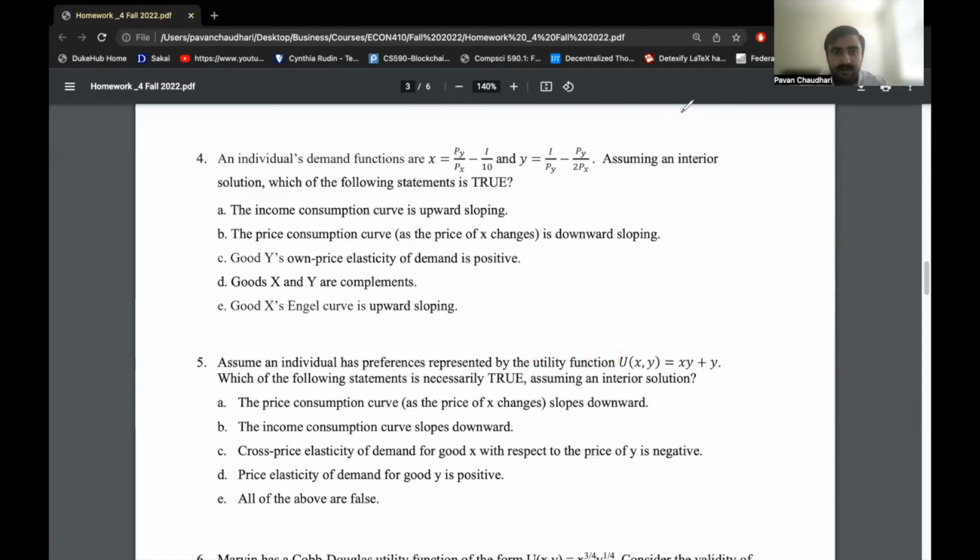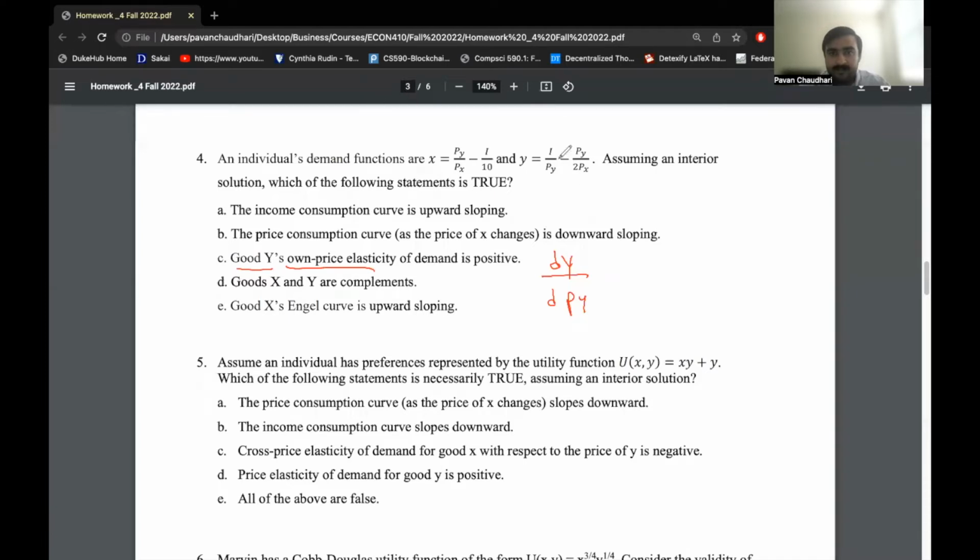Okay, good. So how do we check for part C? It says good Y's own price elasticity of demand is positive, right? So own price elasticity of demand for good Y, right? So that's D. So the good is Y, dy, and the price is py. And so we're trying to check, is this positive, right? So we could check here by actually taking the derivative or by doing the arrow method, either way.